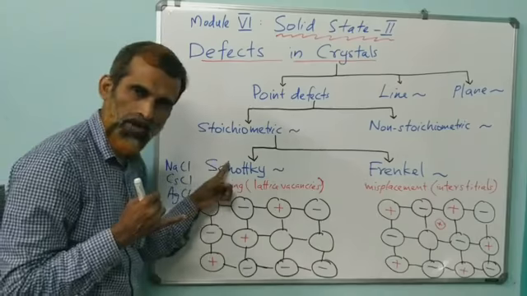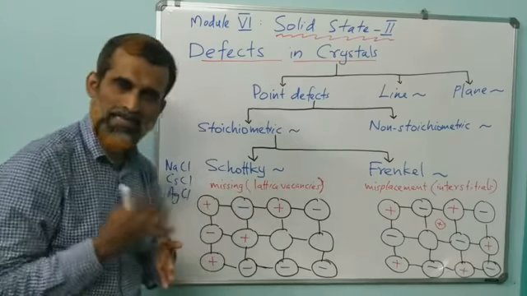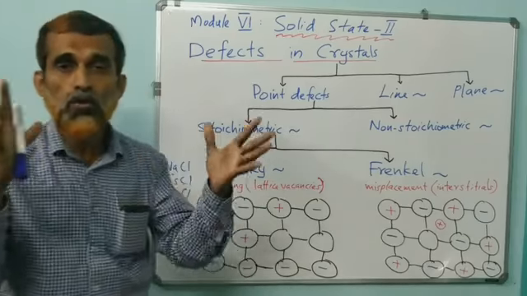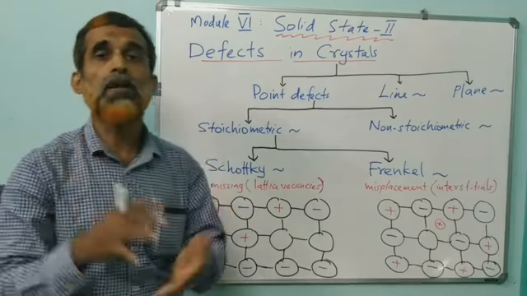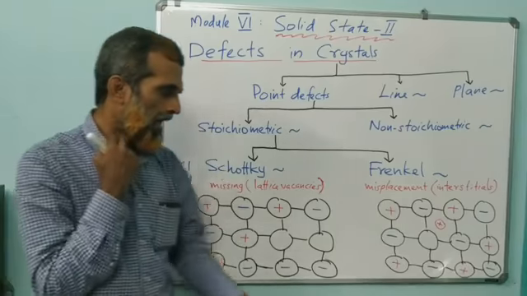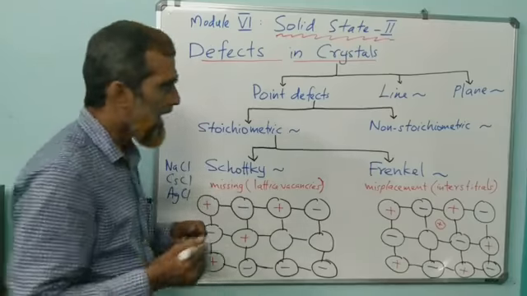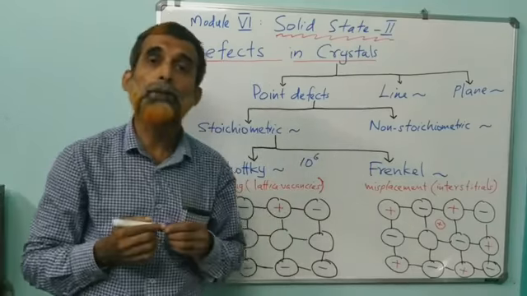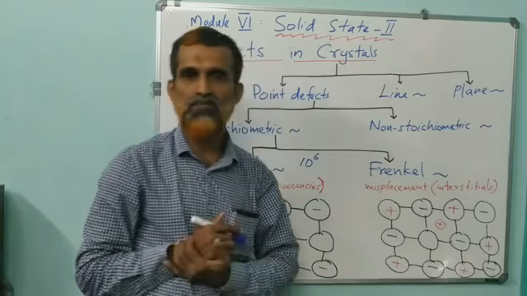It is due to missing of equal numbers of anions and cations, producing lattice vacancies, and it is common in crystals having high coordination number, and also anions and cations having comparable size, and it results in decrease in density. As a rough estimate, a crystal will contain as many as 10 raised to 6 Schottky pairs per cc. That's the count. Coming to Frenkel defect.